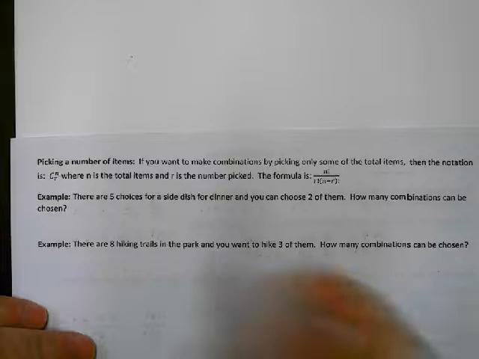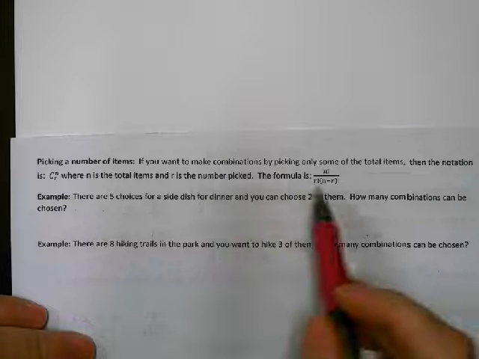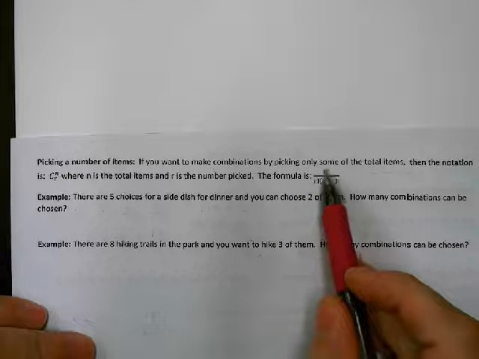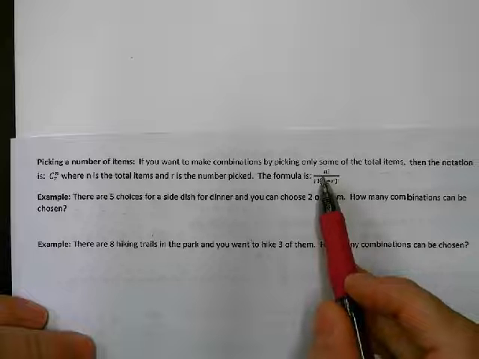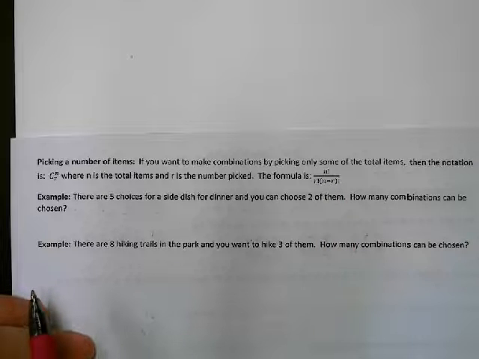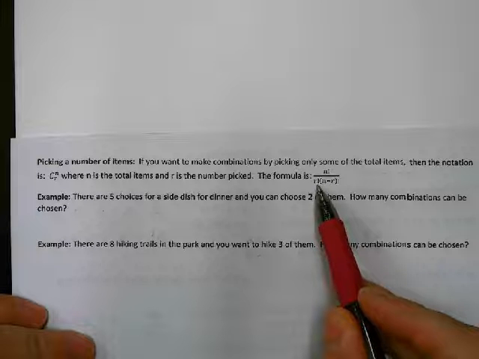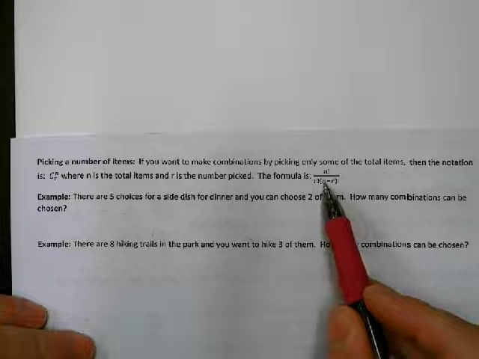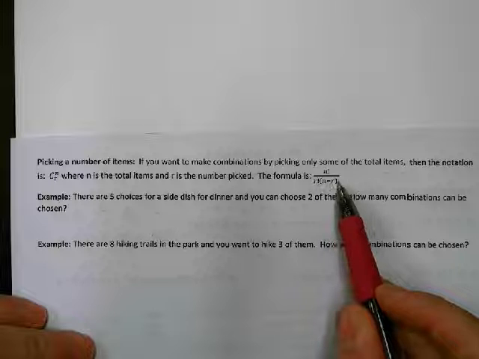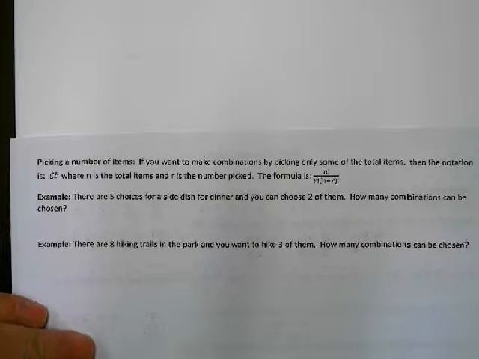so we've got the combination. These are the total number of items. And since we're not picking everything, what we're going to do is r factorial would be the number of things that we are picking. And then n minus r, so total number of items minus that, factorial would be down here. And I'll explain what that means in a second.